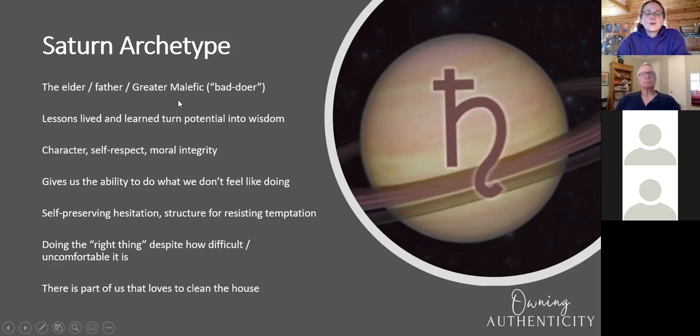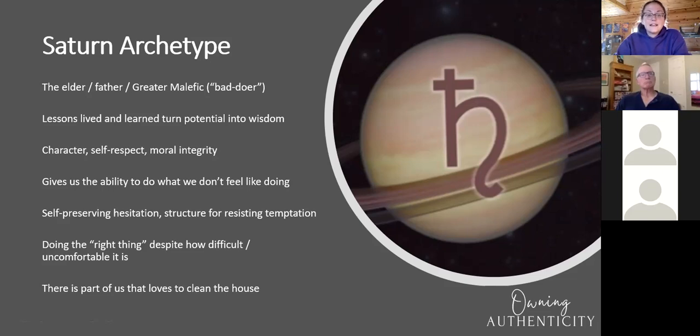It's also called the Greater Malefic, which stands for bad doer. Mars is the smaller malefic. I forget what the word is for Mars, but basically it's that Saturn is a bad guy. He's mean to us and he will mess up our lives real quick.